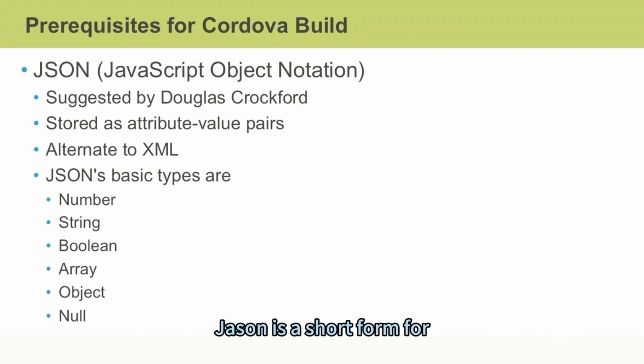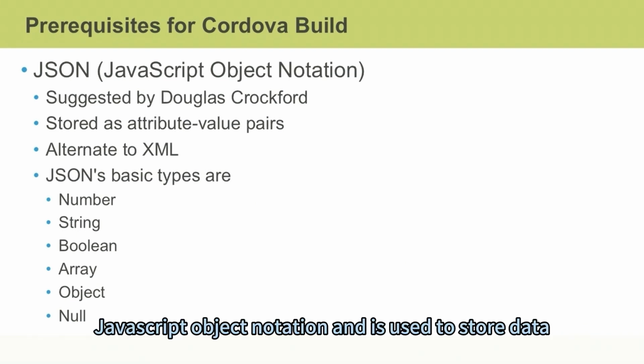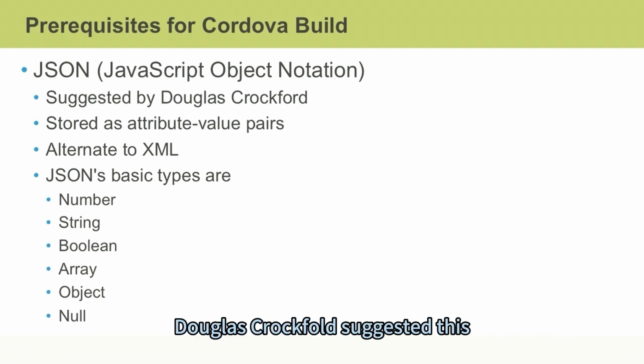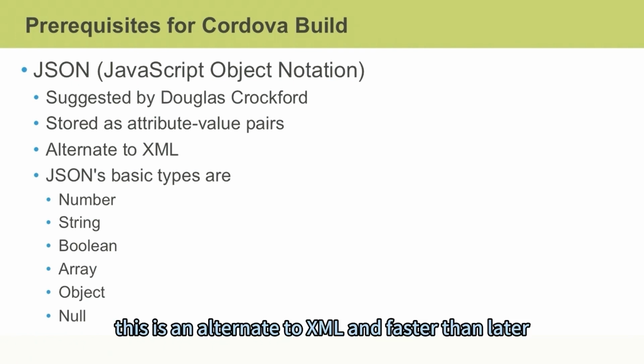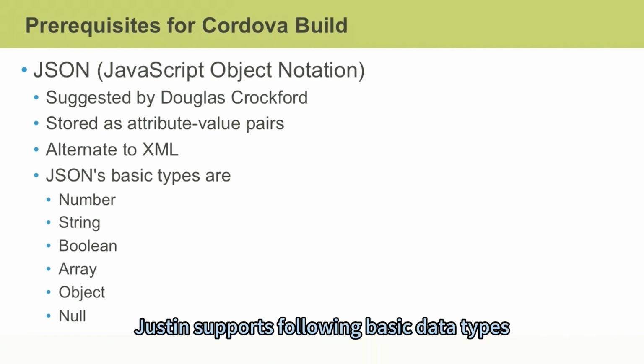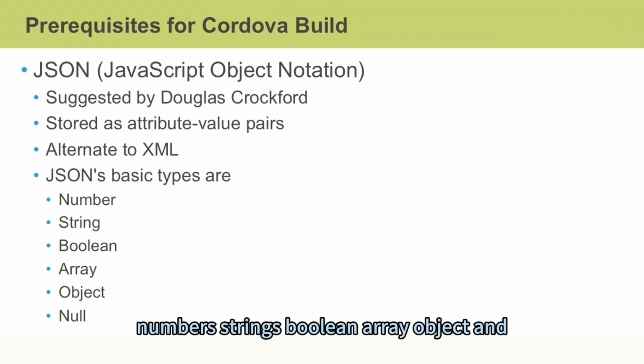JSON is a short form for JavaScript Object Notation and is used to store data. Douglas Crockford suggested this. The data in JSON is stored as attribute-value pairs. This is an alternative to XML and faster than the latter. JSON supports the following basic data types: number, string, Boolean, array, and object.